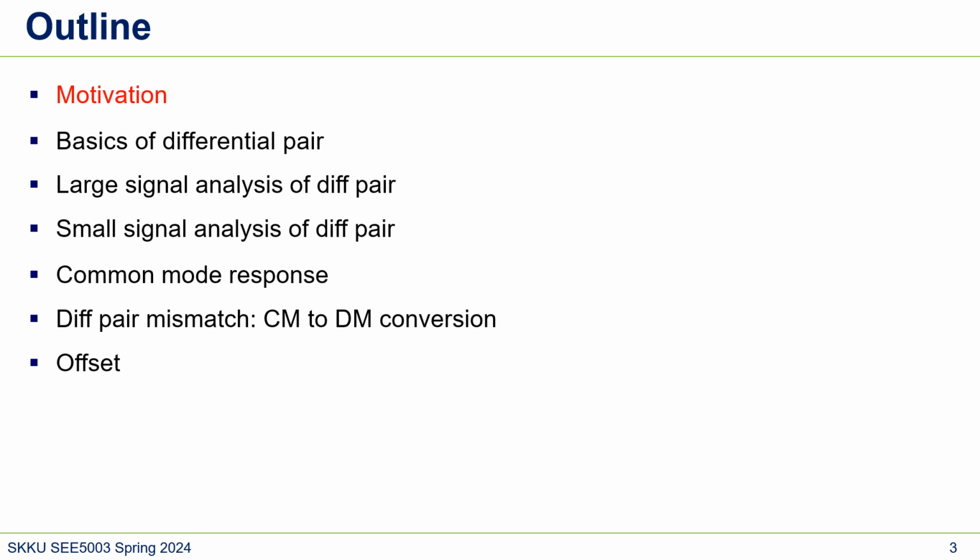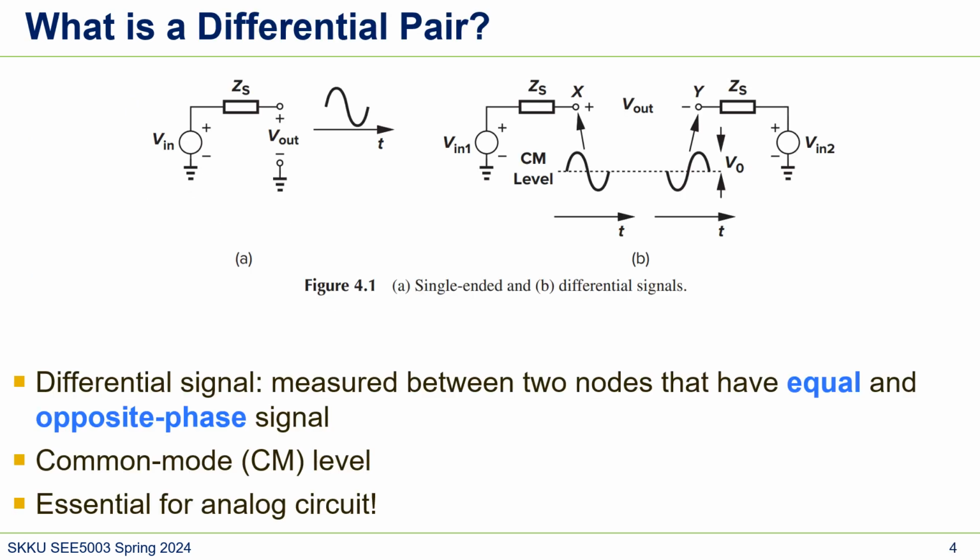First, motivation. Before starting, let's see what a differential pair is. A differential signal is measured between two nodes. It can be current or voltage, both of them are fine, that have equal and opposite phase signals.